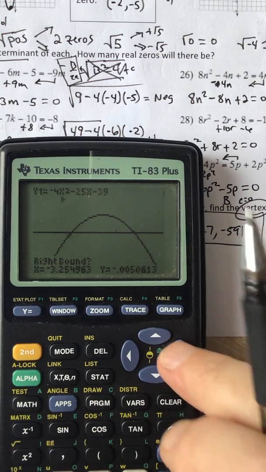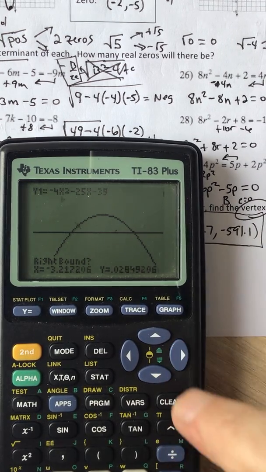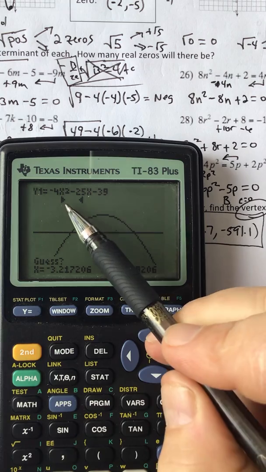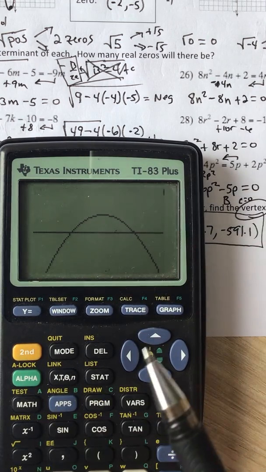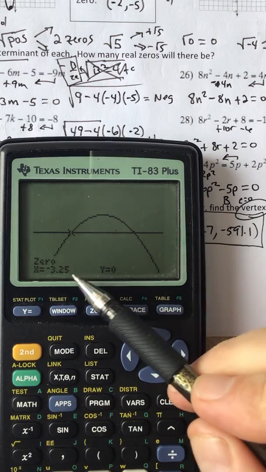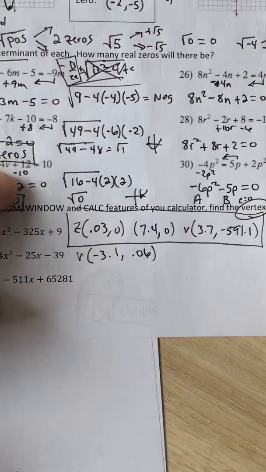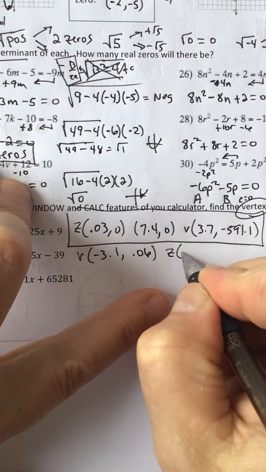And now it wants it to be to the right of that spot, so I'm definitely to the right. So see, it marked those 2 spots. It'll search between there and find that one. So there's one of the zeros, negative 325.